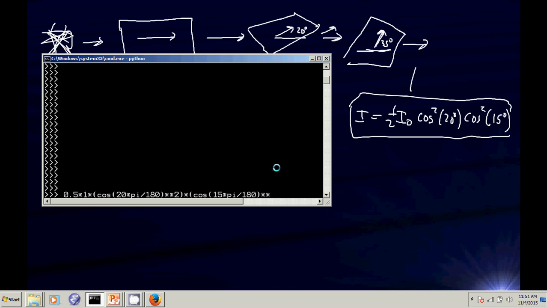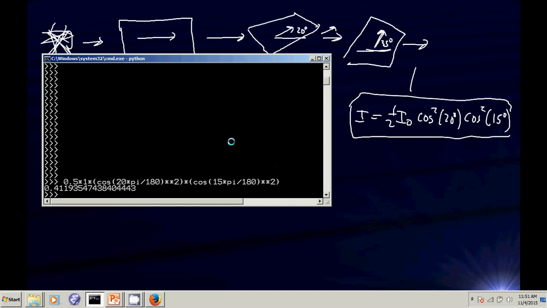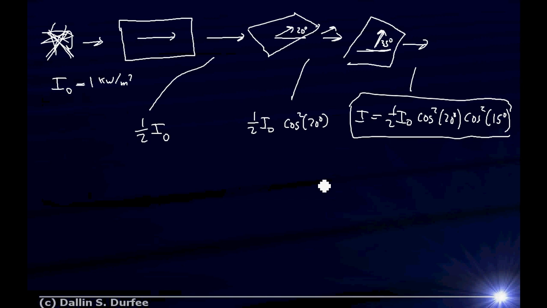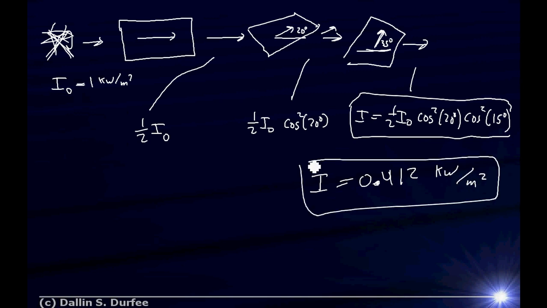And square that. 0.412. So my answer is 0.412 kilowatts per meter squared. There's my answer. All right. Now, next problem.